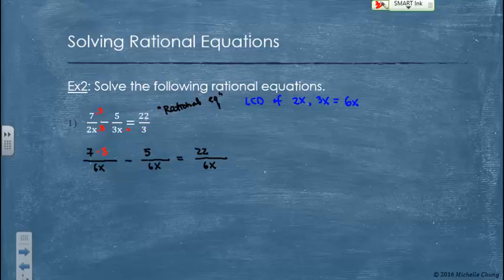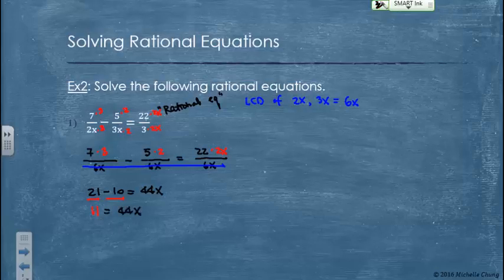And 3x times 2 is 6x, so multiply by 2 for the second term. And 3 times 2x is 6x, so you will multiply by 2x to the third term on your right side. Now because we multiplied all the factors we need, we can cancel out the denominator. So now we have 21 minus 10 equal to 44x. And if you combine those two like terms, it is 11 equal to 44x.